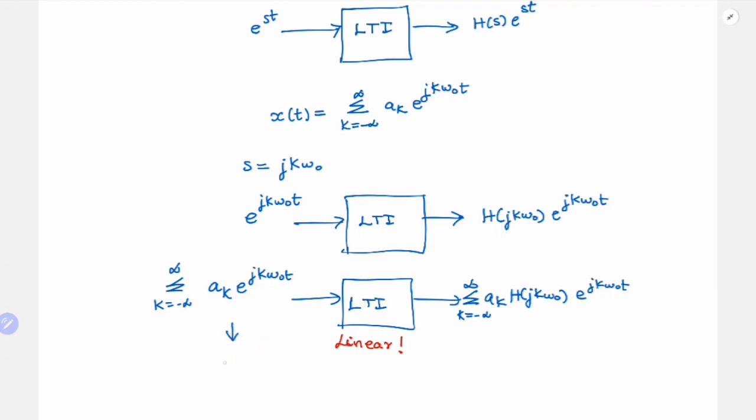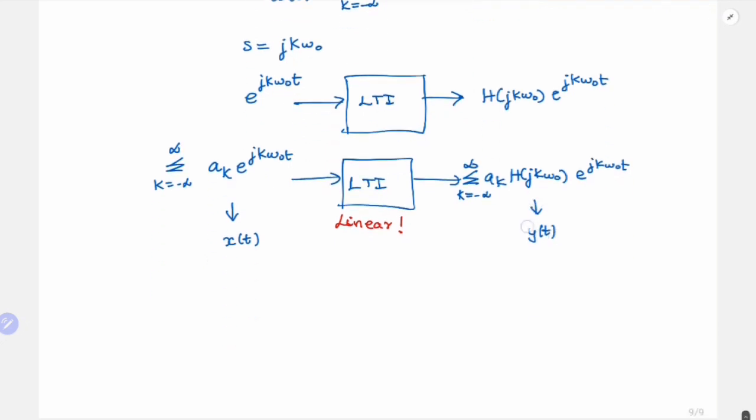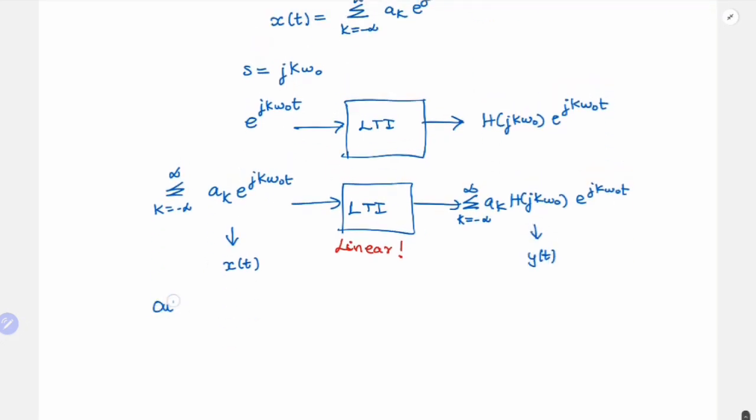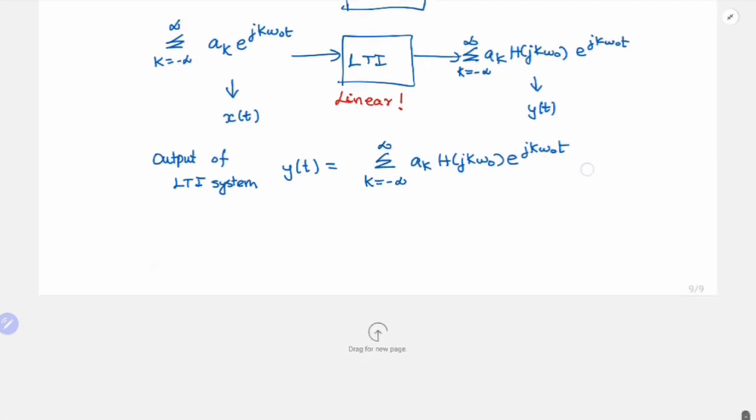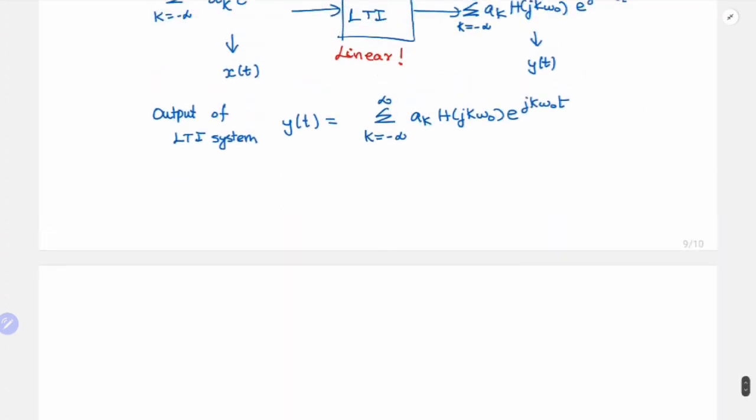And this is nothing but the input, and this is the respective output. So the output of the LTI system, y of t, is nothing but summation k equal to minus infinity to infinity ak h of jk omega naught e power jk omega naught t. So what is this h of jk omega naught?